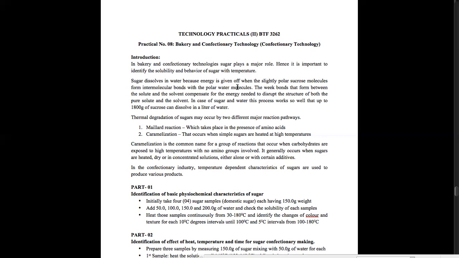And when we heat it, then again we can see different colors and different textures, right? And we can dissolve more and more sugar when we heat the water. If we use hot water, then we can dissolve more sugar than with cold water. So these things are very important, but you can all do these practicals at home also.